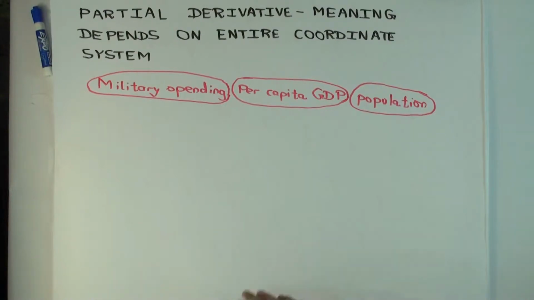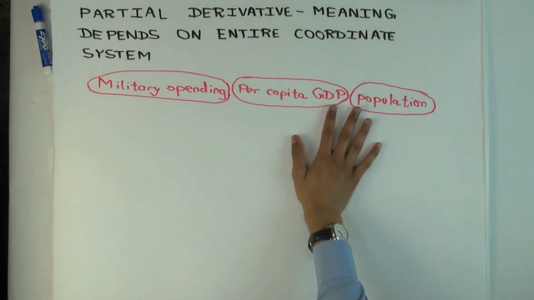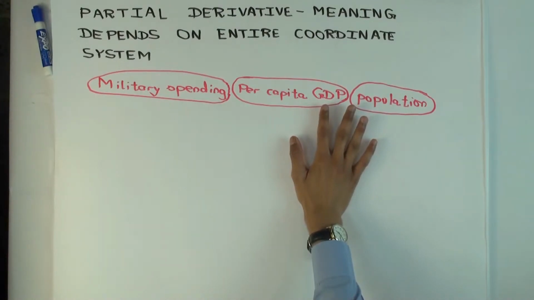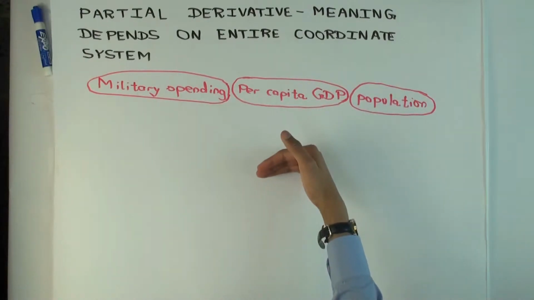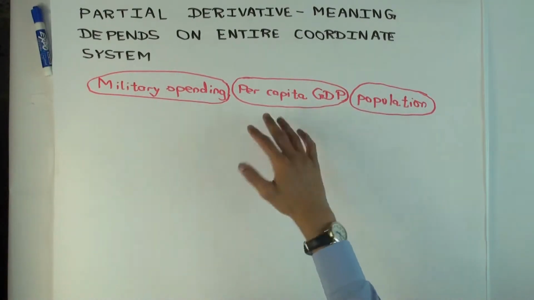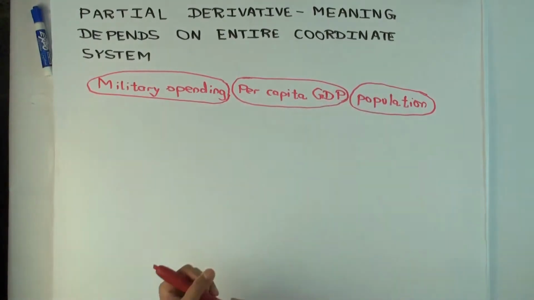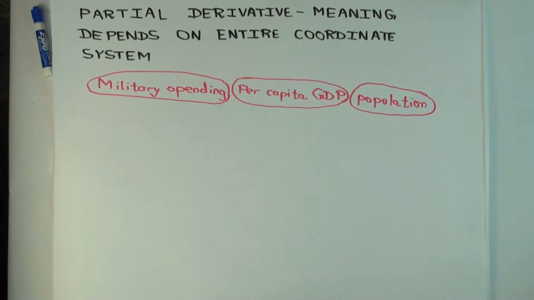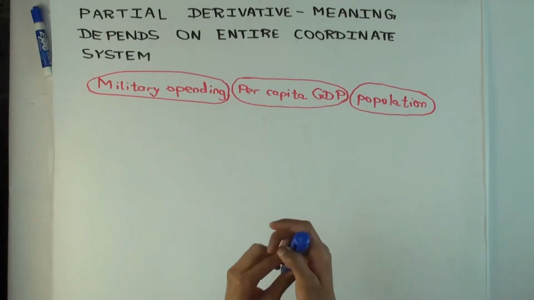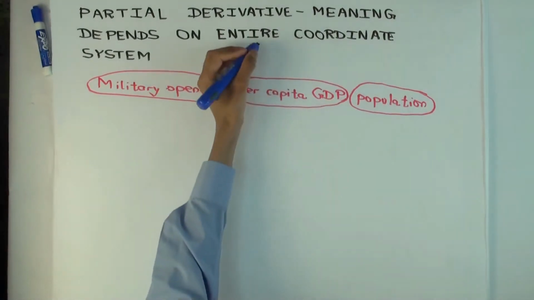So in this talk, I'm going to take a real world example to illustrate the idea that the meaning of a partial derivative depends not just on the variable with respect to which you're differentiating, but also on what other variables you're keeping constant. So in economics and other disciplines, the social sciences, there's a term that's often used, and that's keeping other things constant.